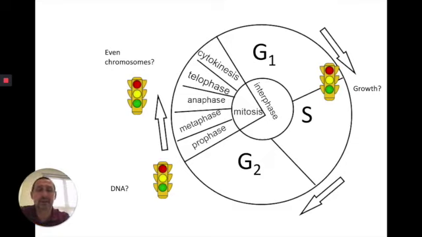The second stoplight after the G2 phase is mostly checking the DNA. Was the DNA replicated correctly? Are there any mutations in that DNA? If so, the cell stops. Maybe it dies. If not, the cell continues through the cell cycle.